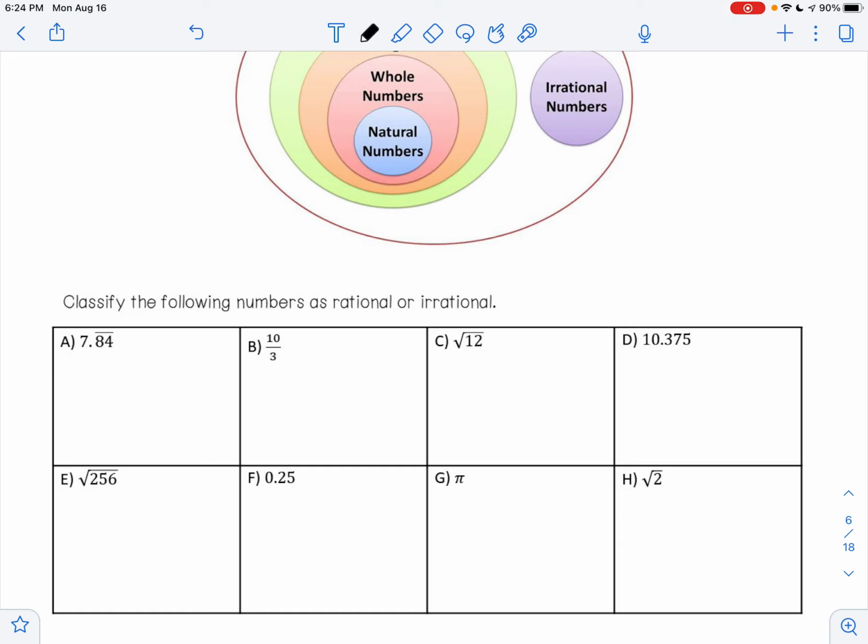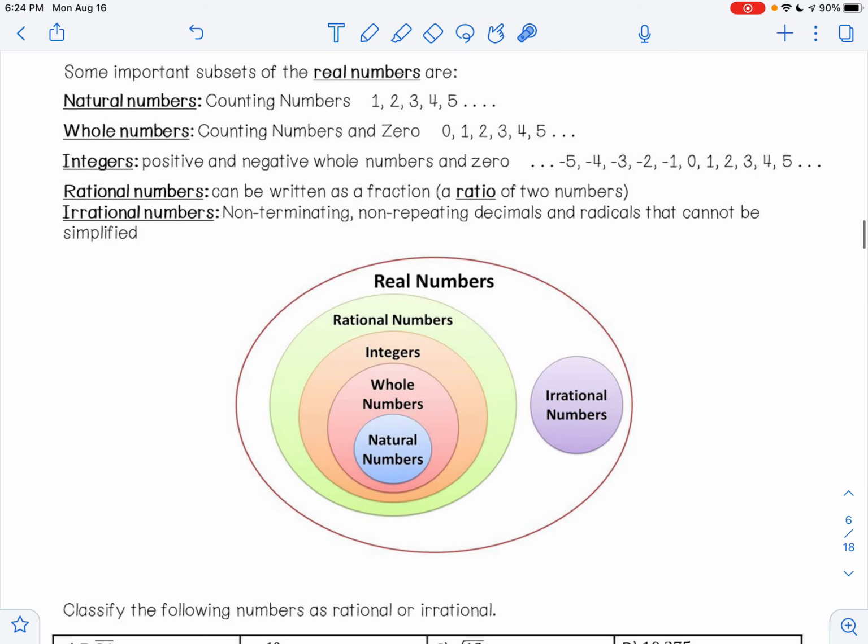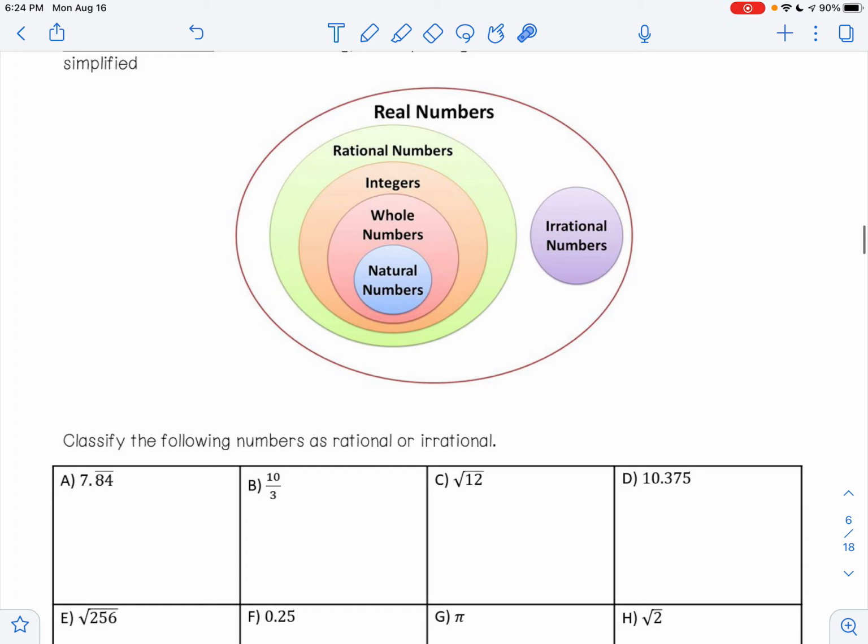So on example A, we have 7.84 with a bar on top. That bar tells us that 0.84 is repeating, and it says irrational numbers are never ending and non-repeating. This one is repeating, so this one is rational. We can write this as a fraction.